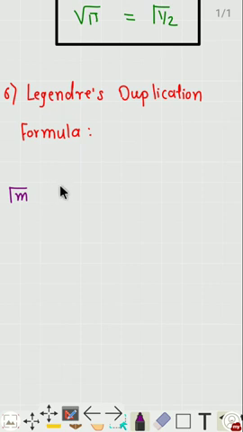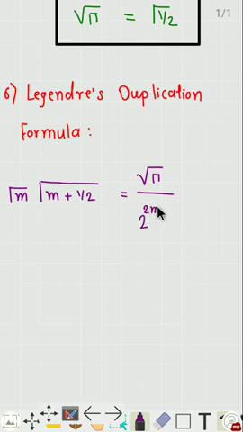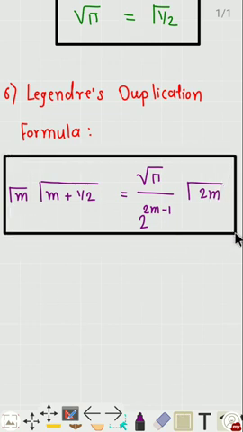gamma m into gamma m plus 1/2, and it is equal to square root pi divided by 2 raised to the power 2m minus 1 into gamma 2m. So this formula is known as Legendre's duplication formula. We use this formula or this property without proof.